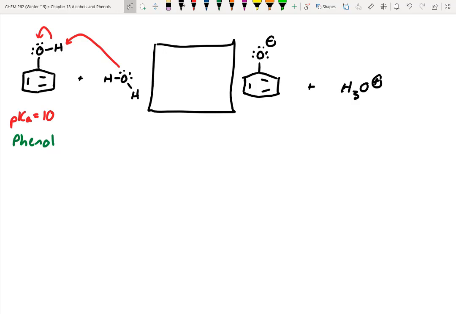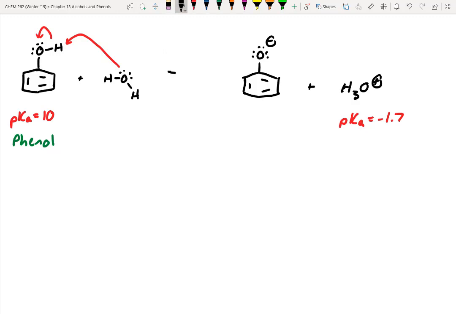There you go. And then if we think about the pKa of our hydronium ion, it's still going to be negative 1.7. So which side of the equilibrium is going to be favored? Left-hand side again. So we can plug this in. And then if we think about the name of this anion with the negative charge, this is called the phenoxide anion.